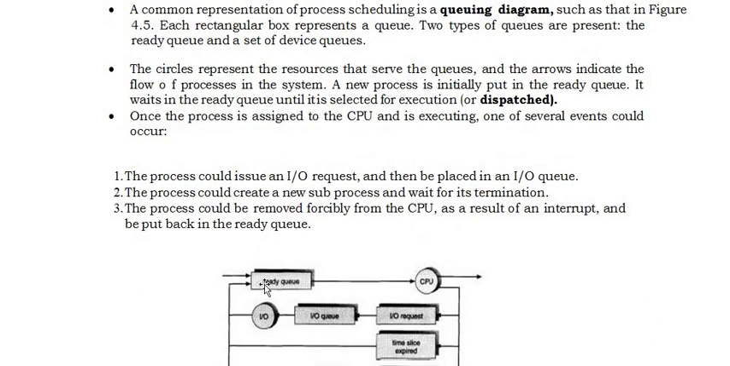Each rectangular box represents the queue. The rectangle box itla vandu queue. Two types of queues are present, ready and the set of device queue. Okay, so job queue ன்றது வந்து set of processes. அதுல இருந்து நம்ம process select பண்ணதுக்கு அப்புறம் தான் actual process will take place, correct? So that's why they are saying there are two types of queue present.